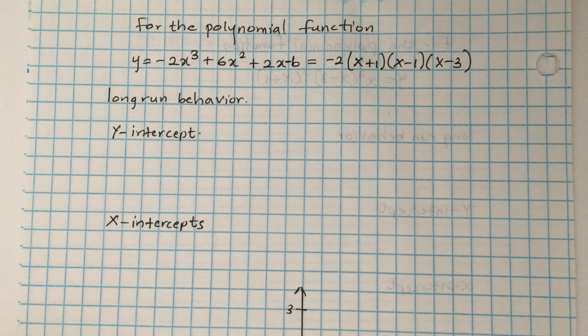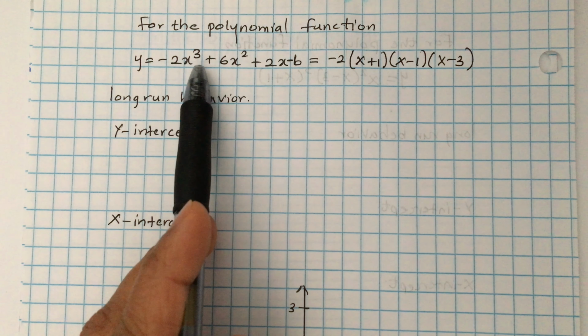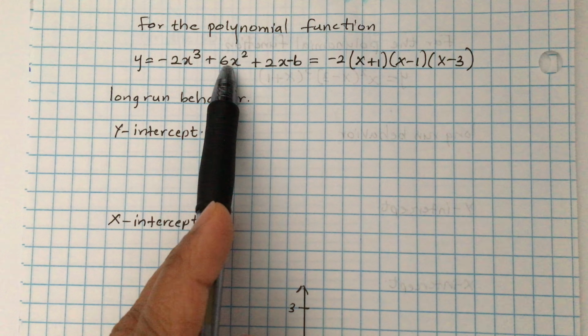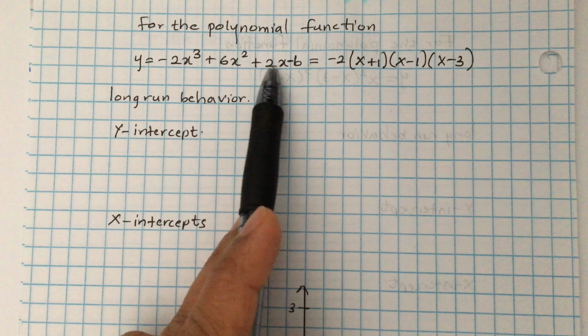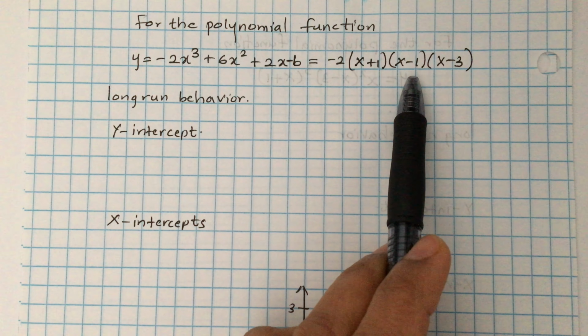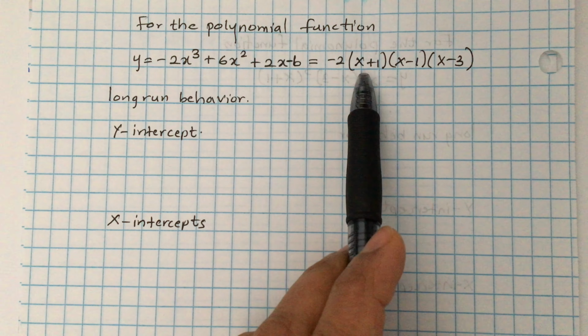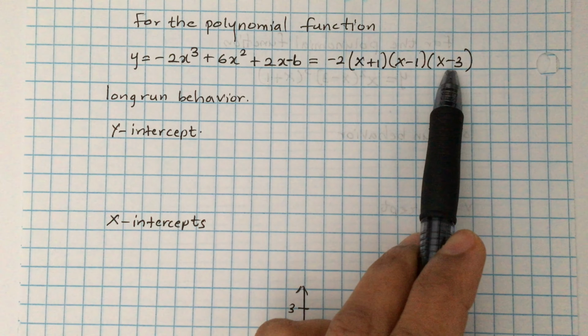So today we are going to sketch the graph of polynomials, okay? The first polynomial is here, as you can see: negative 2 times x cubed plus 6 times x to the power 2 plus 2x minus 6. So this is the factor form of this polynomial. This is your a_n, negative 2, and these are 3 factors.